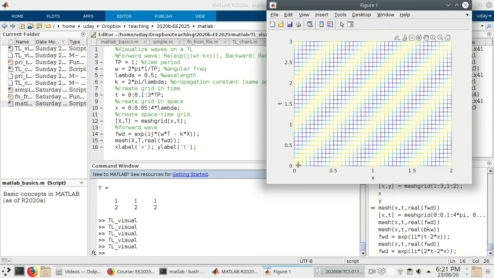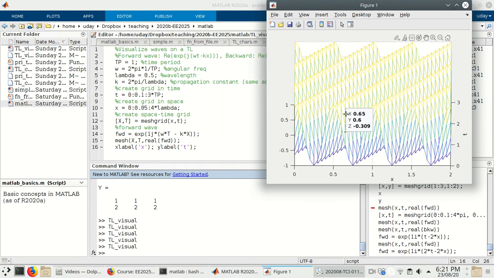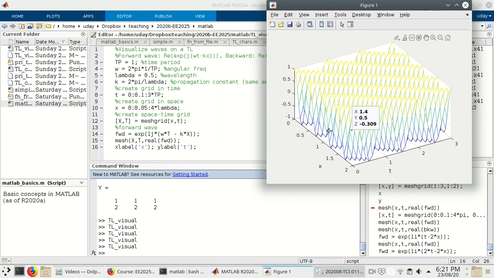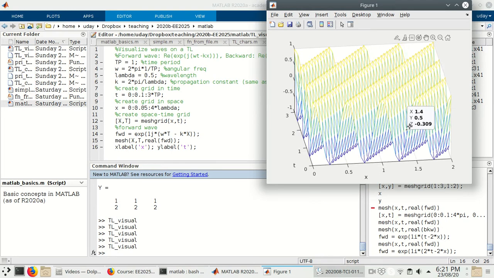So you can see that as the wave is traveling along the x-axis, and as time increases over here, this phase front is moving to the right. So hence it's natural to call this a forward traveling wave. Okay, so you can visualize it, rotate it in any way, and get a very good feel for it.